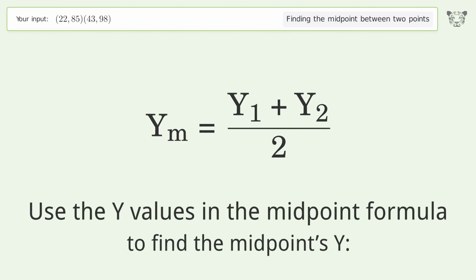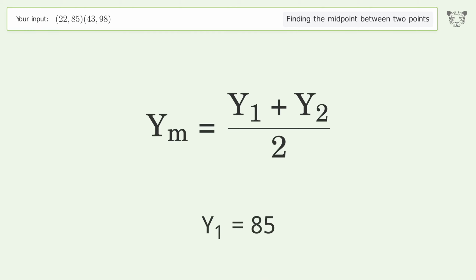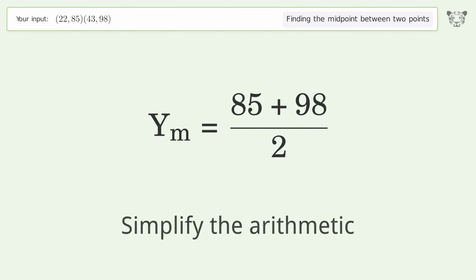Use the y values in the midpoint formula to find the midpoint's y. y1 equals 85. y2 equals 98. Simplify the arithmetic.